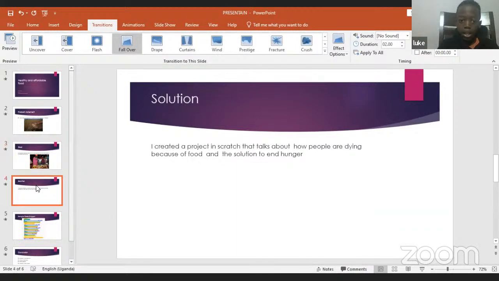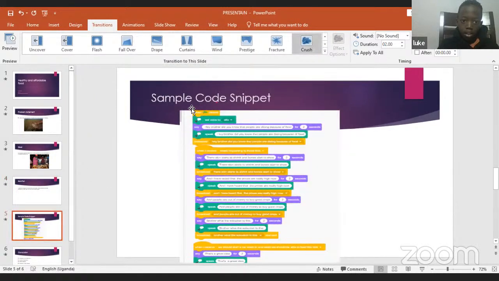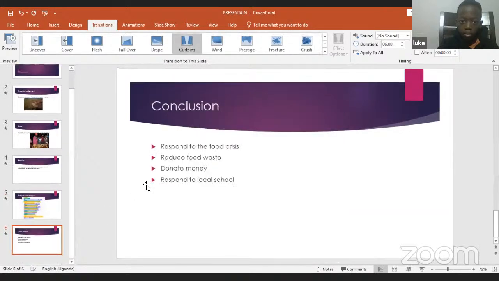My solution: I created a project in Scratch that talks about how people are dying because of food and the solution to end hunger. This is a sample of the code. My conclusion is to respond to the food crisis. If there are places like Karamoja, Masaka, and many other places in Uganda or outside, we should really respond to them. We should really reduce food waste, donate money to the poor, and respond to local schools to provide food for them.